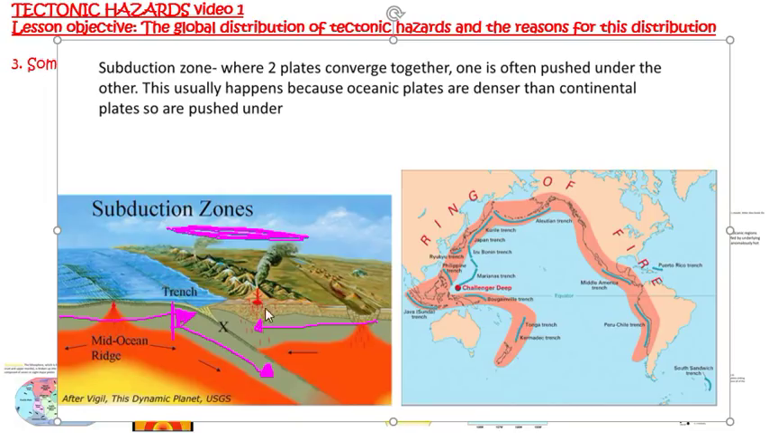All right, and it's where we find deep ocean trenches, explosive volcanoes, and high magnitude megathrust earthquakes like Chile. So subduction zone: when two plates converge together, one is subducted under the other. This happens because oceanic plates are denser and thinner than continental plates. All right, buzz in.